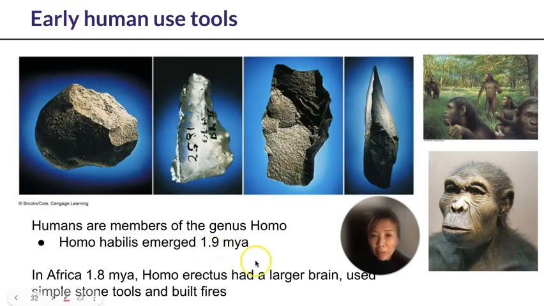So the Homo habilis, which emerged about 1.9 million years ago, what was observed with regards to their skull is that they tend to have a larger brain case, but their face and their teeth start getting a lot smaller compared to Australopithecus. It's believed to maybe be one of the direct ancestors of humans.